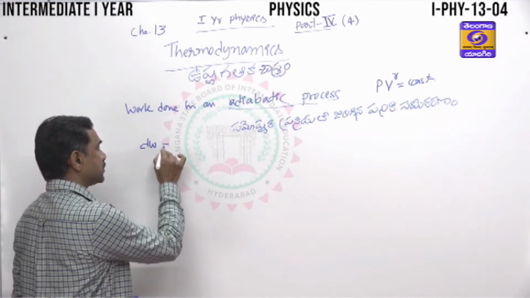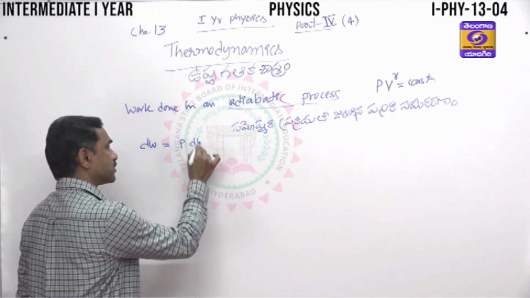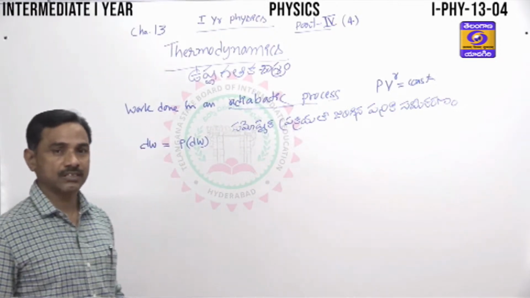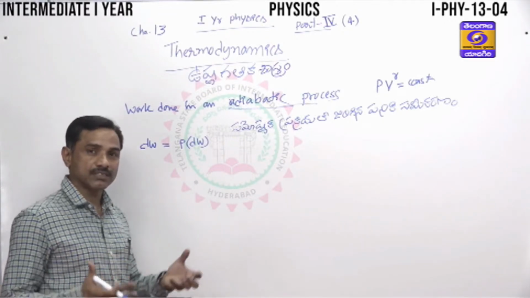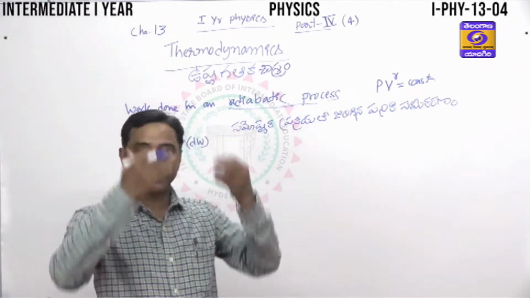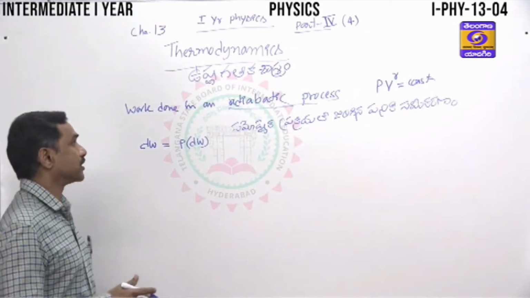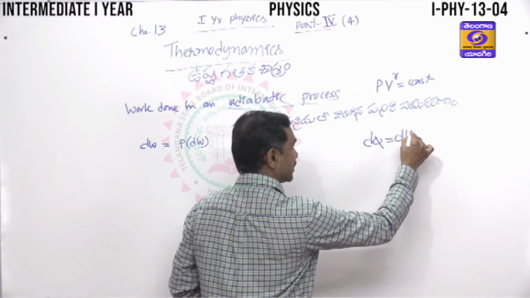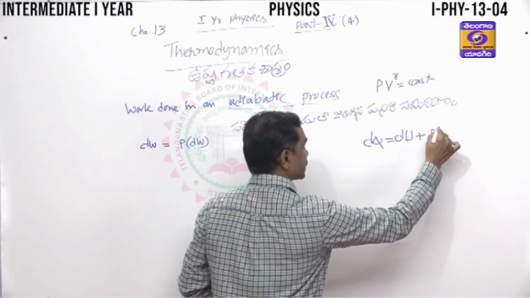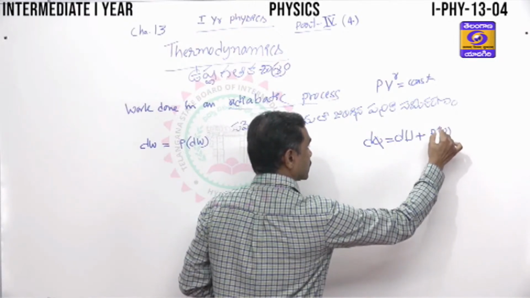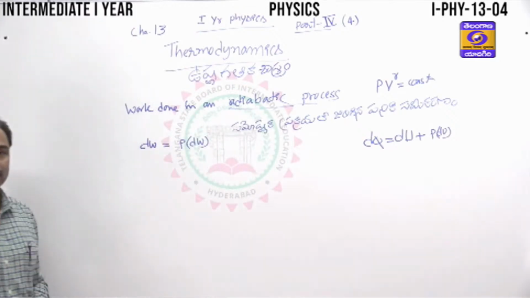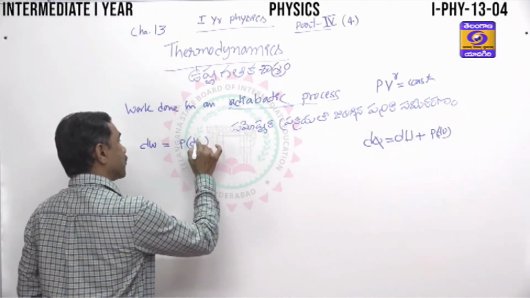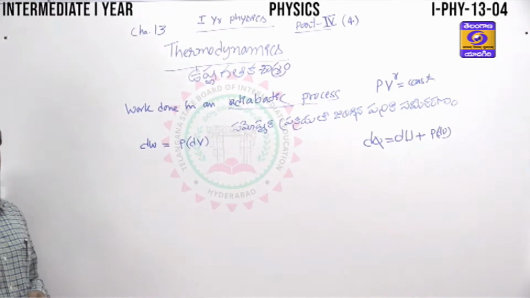For a small change in a volume, the work done by the system, this we already discussed while discussing the first law of thermodynamics, isn't it? First law of thermodynamics, heat supplied to the system is equal to the sum of the increase in the internal energy and the external work done by the system. Hope you remember this expression, heat supplied to the system is utilized to increase the internal energy, dU, plus the external work done. The external work done is PdV. This is first law of thermodynamics. Okay, for a small change in the volume, the work done is given by dW is P dV.